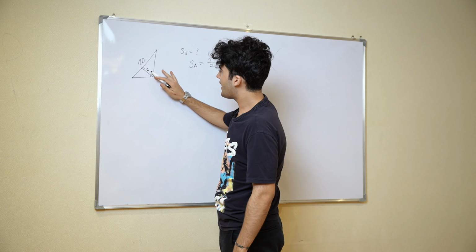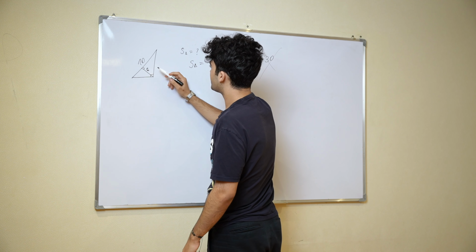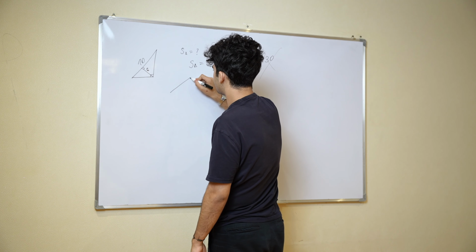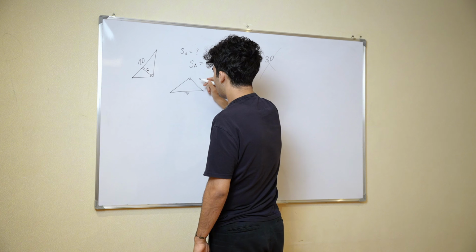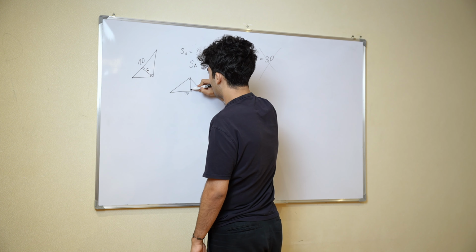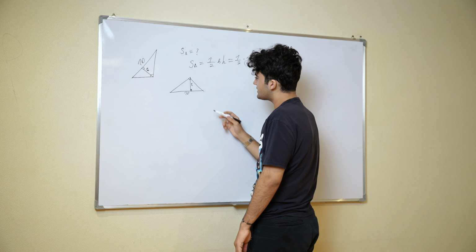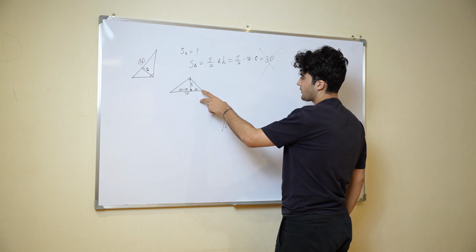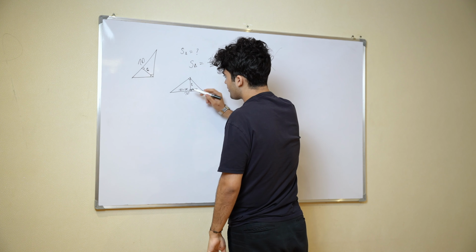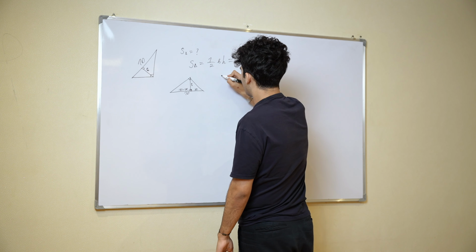The thing is, the altitude cannot be equal to 6, and here are some proofs for that. Let's look at this triangle from a different angle. We have the same right triangle with a hypotenuse of 10, and here's the altitude of 6, right? Let's say this part is x, so automatically this one will be 10 minus x. And now we have two similar triangles over here.